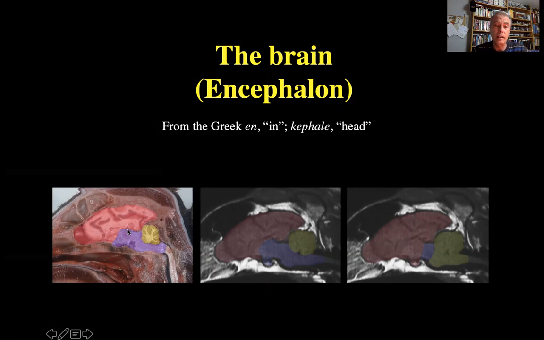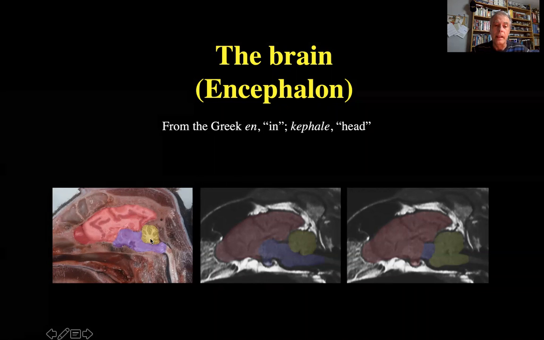I have marked in red the cerebrum. In yellow is the cerebellum. And in blue is the brainstem that continues through the foramen magnum as the spinal cord. The image in the center is the same, but on an MRI, a T1-weighted sequence. You see in red the cerebrum, in yellow the cerebellum, and in blue the brainstem.